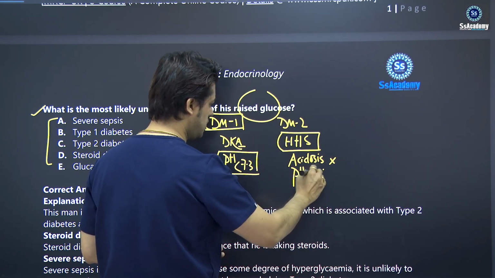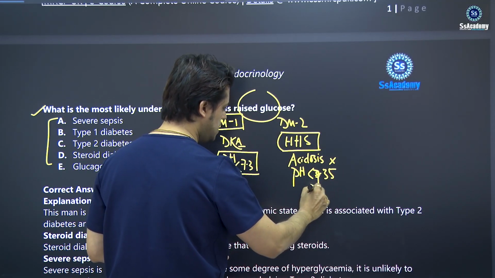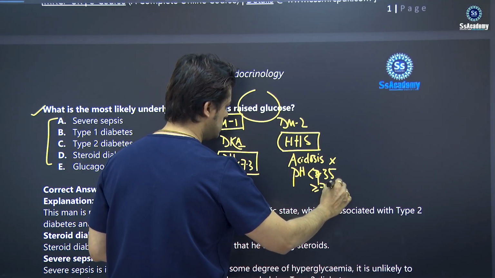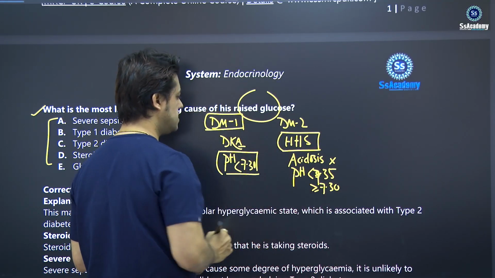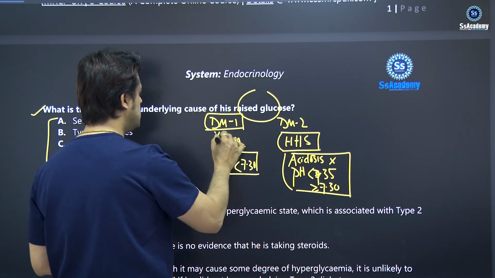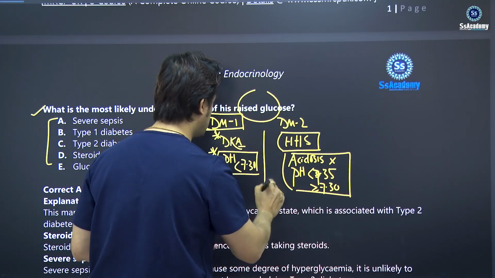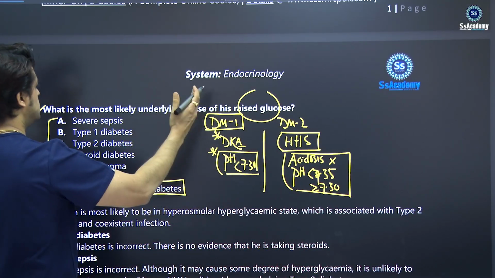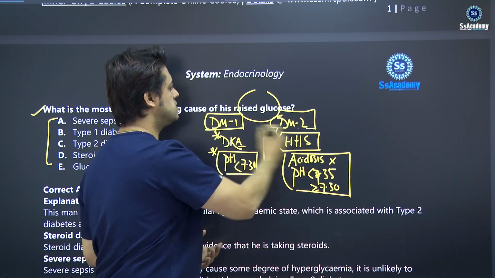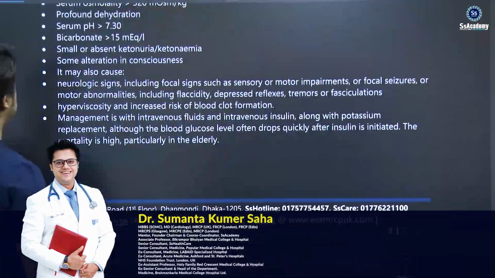So the main differentiating point is that in diabetic ketoacidosis significant acidosis should be there, with the criteria that we know from the lectures, while the hyperglycemic, hyperosmolar state does not have it. So definitely the diagnosis is type 2 diabetes. Let's get back to the next question slide.